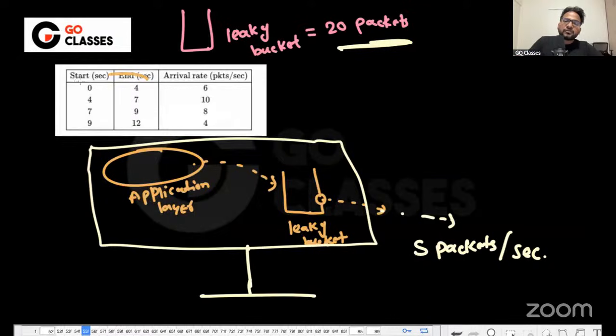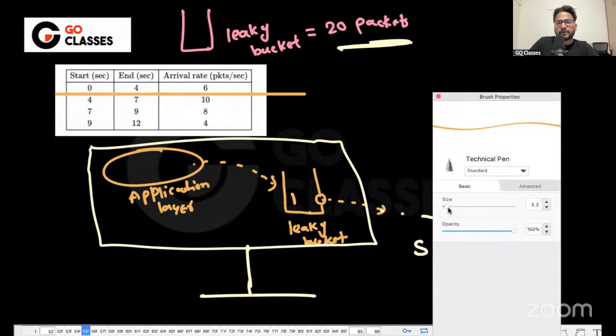For the initial 4 seconds, you are giving me a rate of 6 packets per second. I am sending at 5 packets per second, which means 1 packet per second I am storing with me, right? So after 4 seconds, how many packets will the leaky bucket be having? Can you tell me?